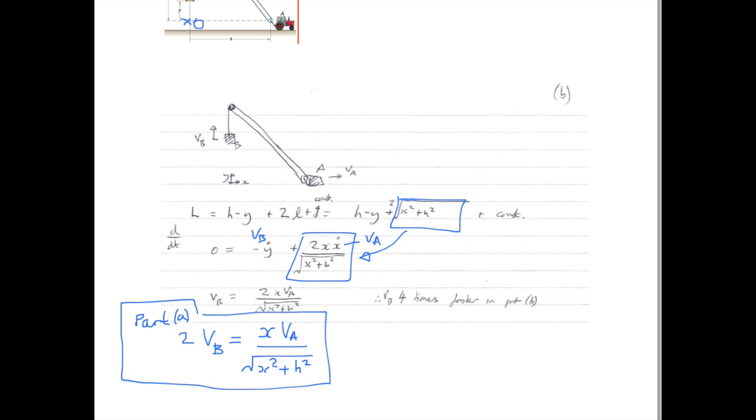So from part A, the link between the speed of the mass and the tractor was as follows: 2VB is equal to x VA over this. So then we can work out that relative to the first one, in the second one the vertical speed VB is going to be moving 4 times faster than it was in part A, because this factor 2 and this factor 2 here combine to give you an extra speed which is 4 times greater. And that's the answer to the question.